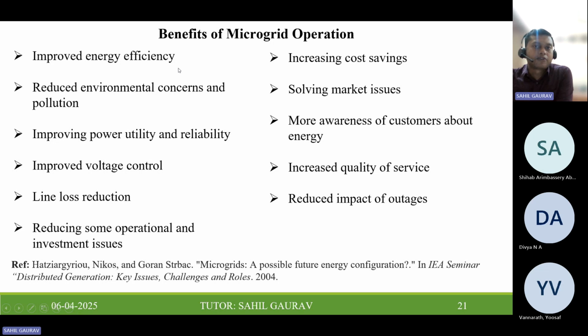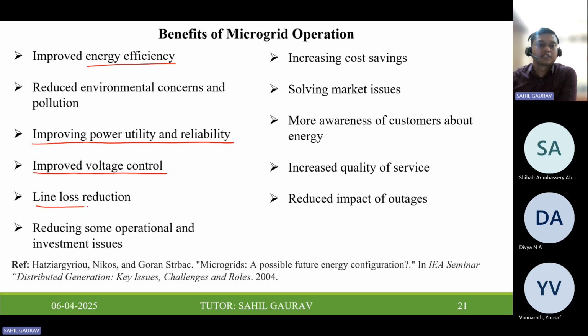So what are the benefits of microgrid operations? The benefits are improved energy efficiency, reduced environmental concerns and pollution, improving power quality and reliability, improved voltage control, line loss reduction, reducing some operational and investment issues, increasing cost saving, solving market issues, more awareness of customers about energy, increased quality of service, reduced impact of outages.